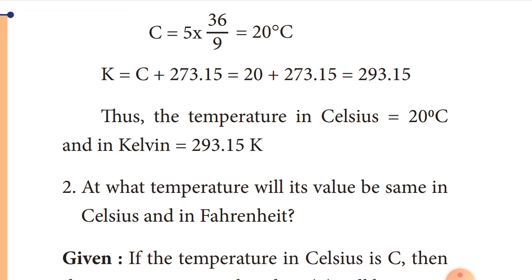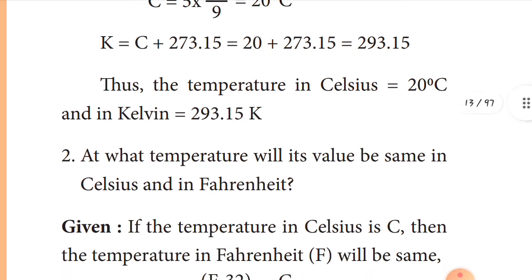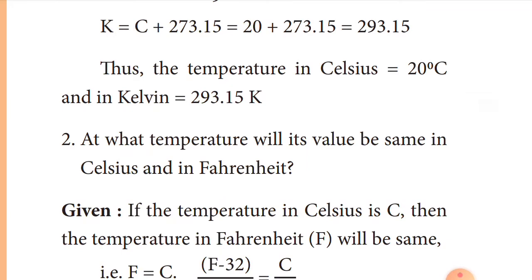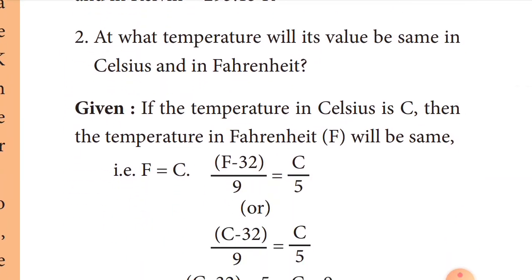So that is the temperature: on the Celsius scale, 20 degrees Celsius, and on the Kelvin scale, 293.15. That's all, children. Is this clear? Fine. First you calculate the Celsius scale, then write the Kelvin scale formula, then substitute the Celsius value, and finally find the Kelvin scale value. Is this clear to children?